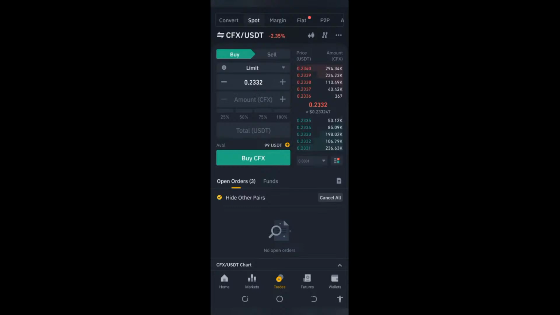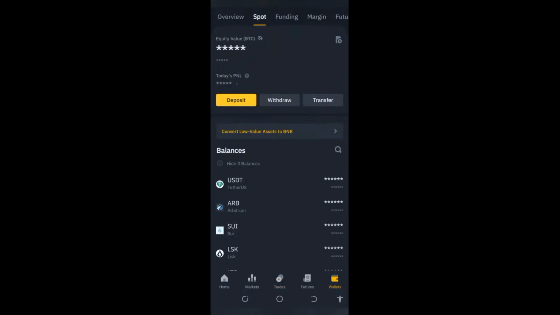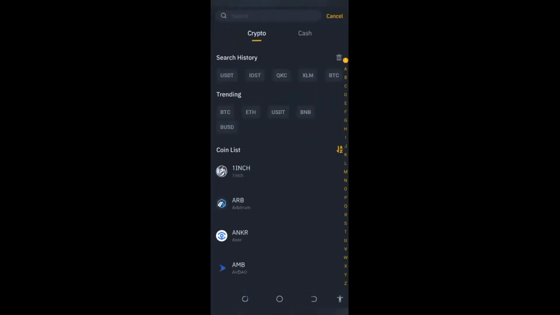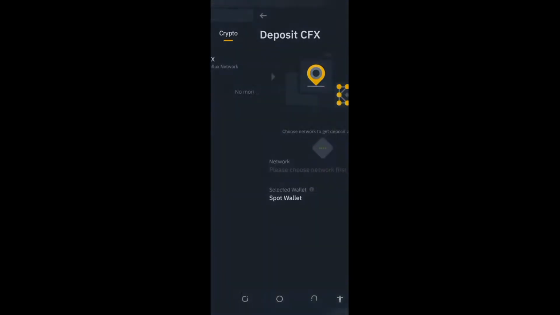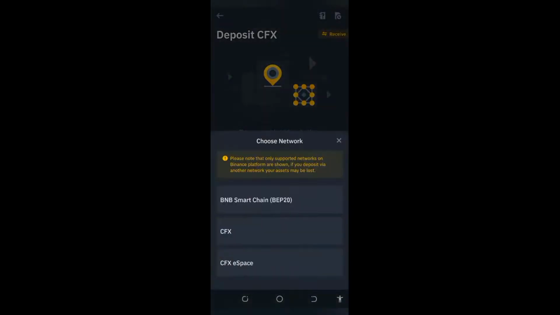So let me just get my deposit address here. My deposit address for CFX, I'm just going to send it back, since I can't get it to change. So CFX. Okay, now we have CFX eSpace. Awesome. Now, can you just imagine that? To deposit it here, I'm seeing CFX eSpace.